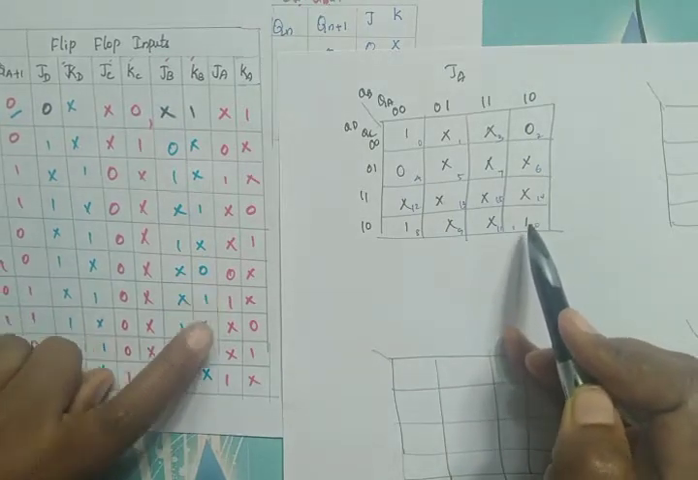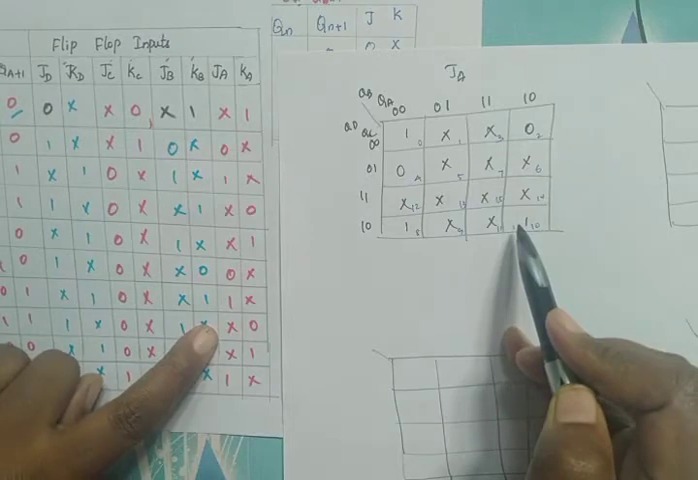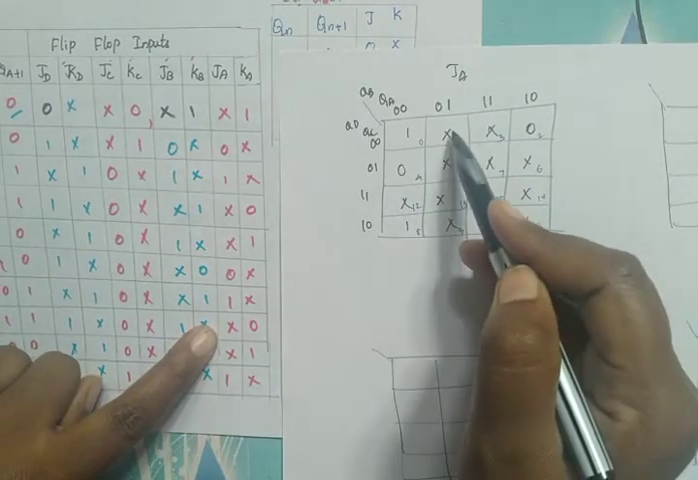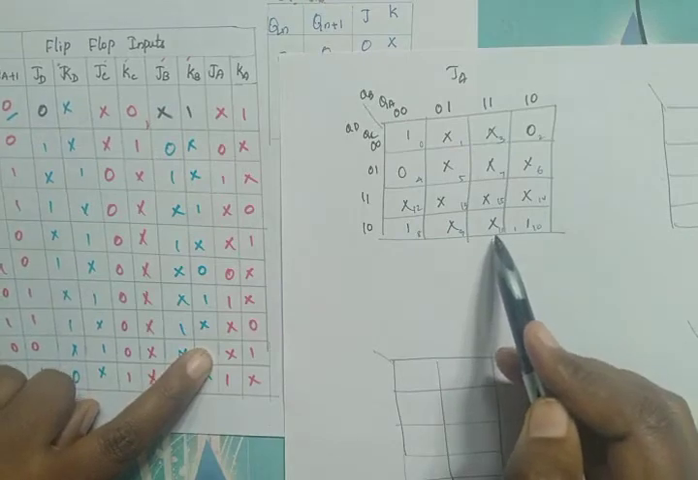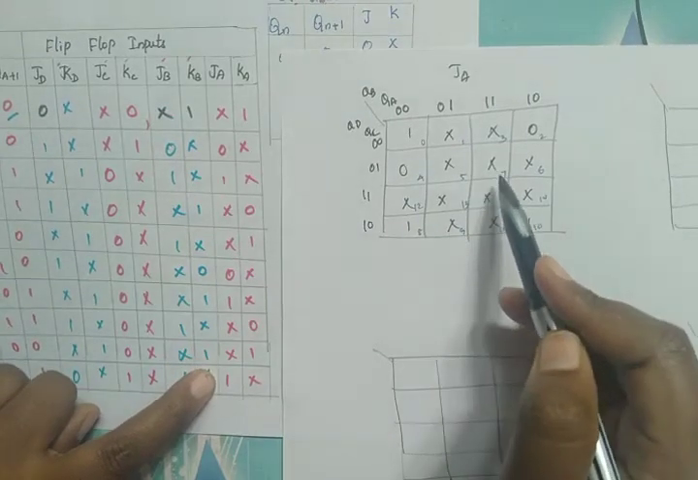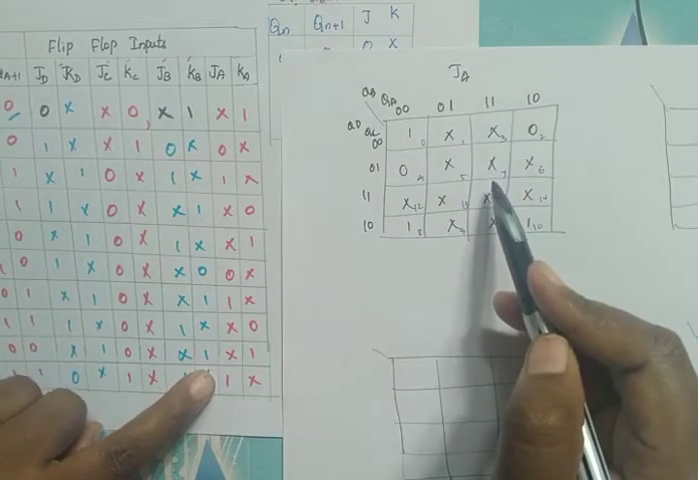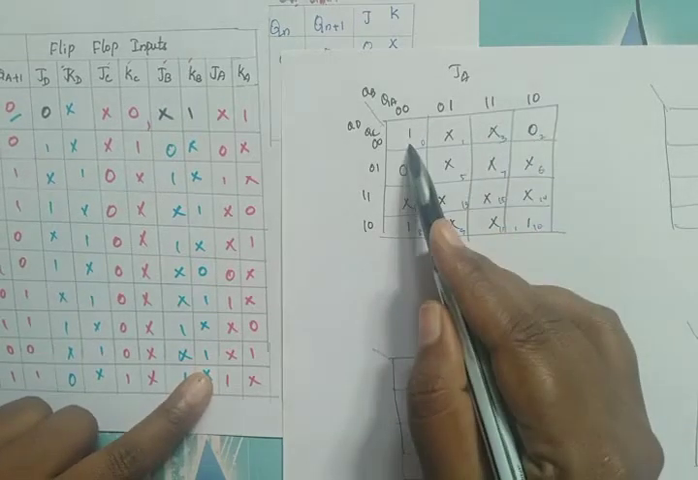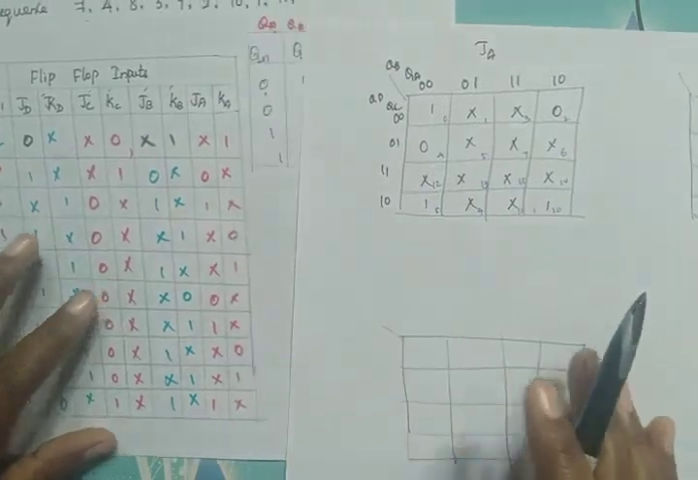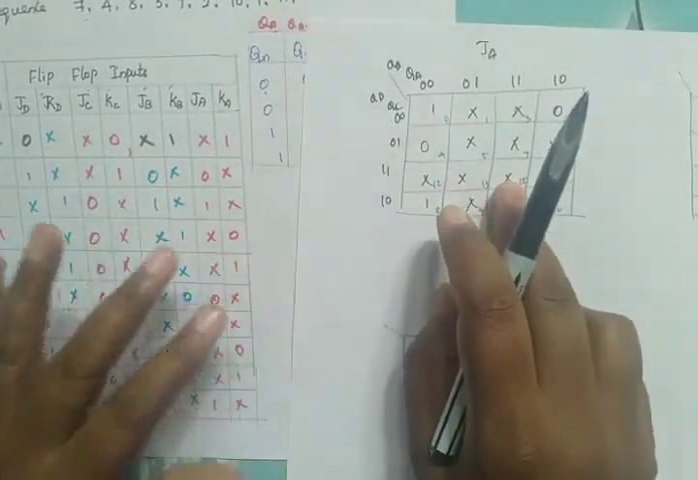Here it is 1. Then the next number is 1. For 1 it is X. For 1 it is X. Then for 11 it is X. Here we have 11 X. Then for 7 it is 1. For 7 it is 0. For 0 it is 1. So like this we have to fill this K map.